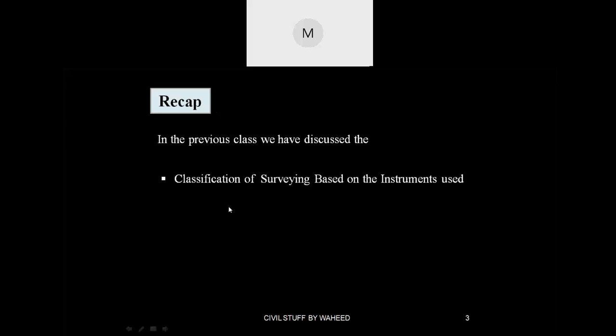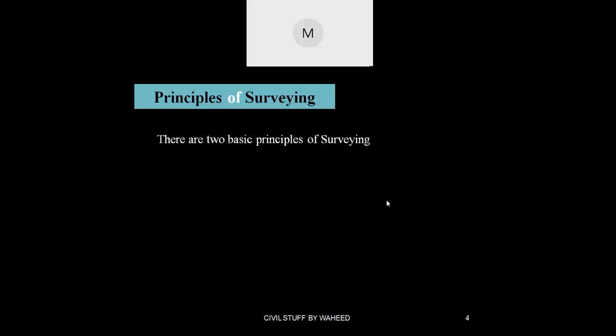Now, in the previous class, we have studied the classifications. In the earlier classes also, we have seen classification based upon the nature of the field and the object of the survey. Next, we studied the classification of surveying based upon the instruments used. Now, in today's class, we study the principles of survey.